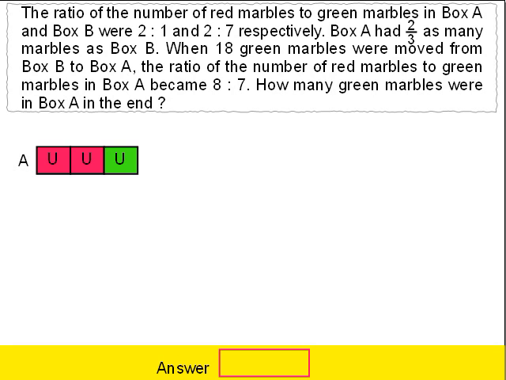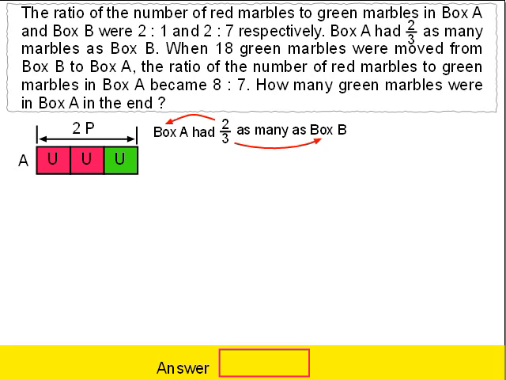The ratio given to us was 2:1 for red to green, so we draw 2 units for red and 1 unit for green. Alright, and we are told that actually box A had 2/3 as many marbles as box B. Remember, this is talking about the total number of marbles, red and green. So we put 2 parts to represent the total marbles in box A, and we know that box B would have 3 parts. From the model itself, straight away we know that 2 parts is equivalent to 3 units.